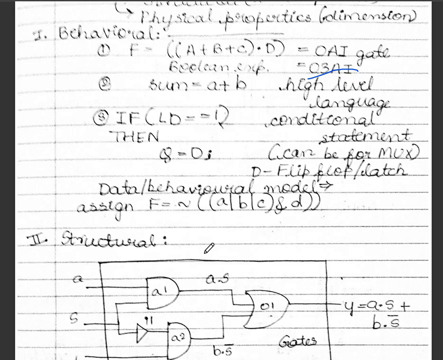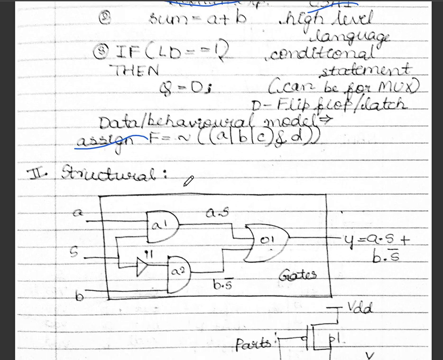Next is the data flow or the behavioral model. In the data flow model, we'll use the assign statement. The assign statement will be represented by assign f is equal to not of (a or b or c) and with d. So this is the representation of this Boolean expression. It is in the data flow model, but in the behavioral model we'll be using a case statement.